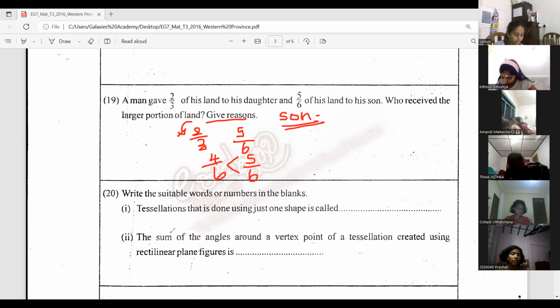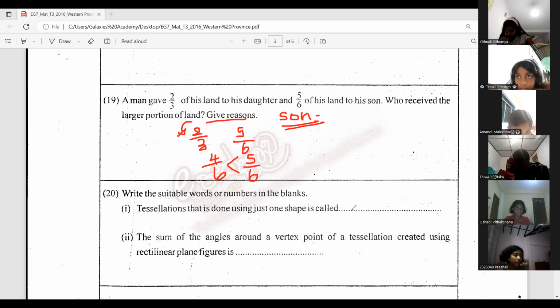Right. Number 20. About tessellation. Grade 7 class you study. Write the suitable words or numbers in the blanks. Tessellation that is done using just one shape is called, what's the name? Pure tessellation. If we create the tessellation using one shape, we call it pure tessellation.